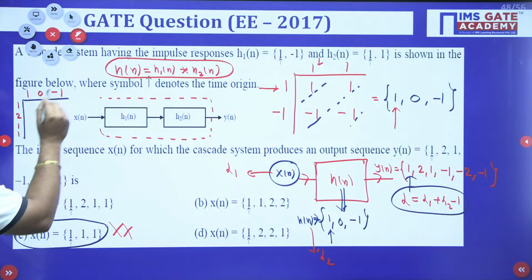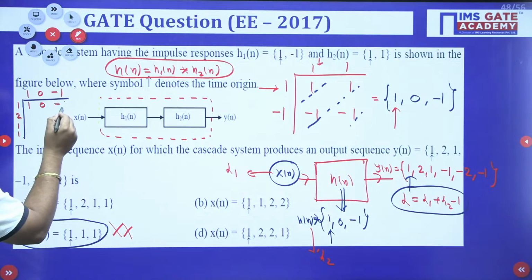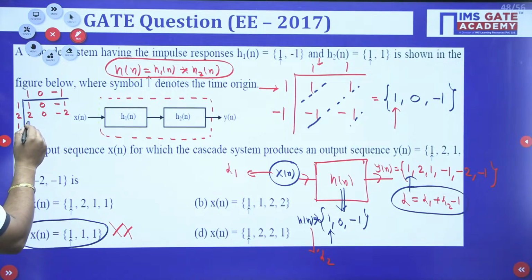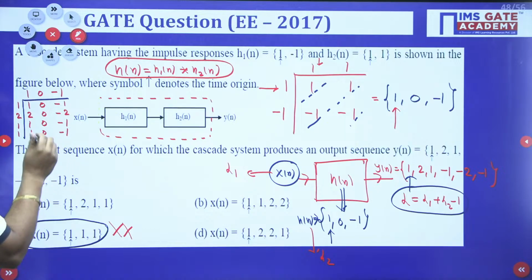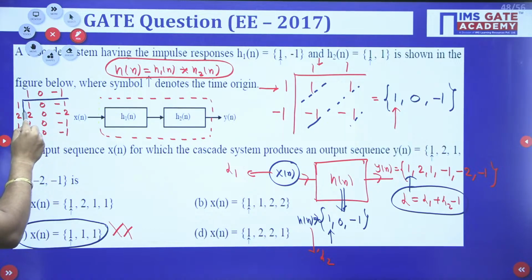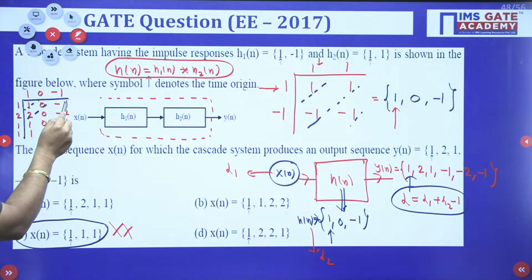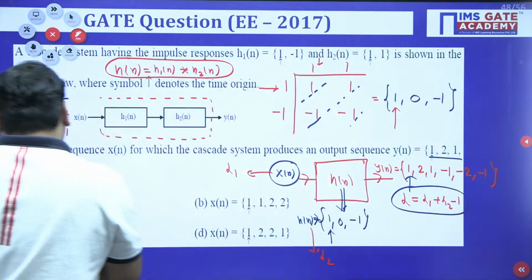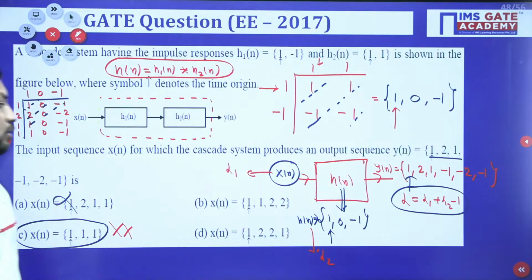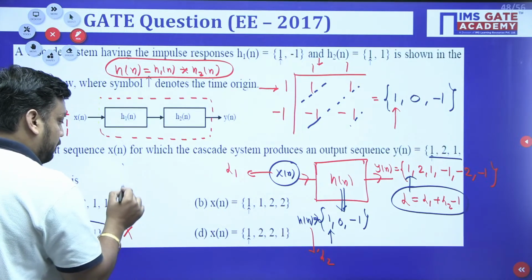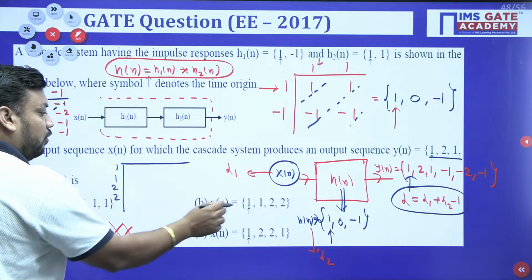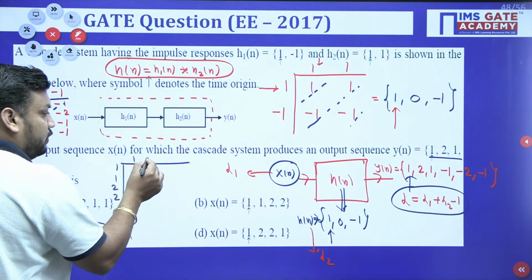Now I am cross multiplying: 1, 0, minus 1; again 2, 0, minus 2; again 1, 0, minus 1; and 1, 0, minus 1. Adding diagonally, we get 1, 2, and 1 minus 1 is 0, so 1, 2, 0. But the requirement is 1 2 1, so option A is wrong. Similarly, let me check option B, which is 1, 1, 2, 2, with h of n as 1, 0, minus 1.